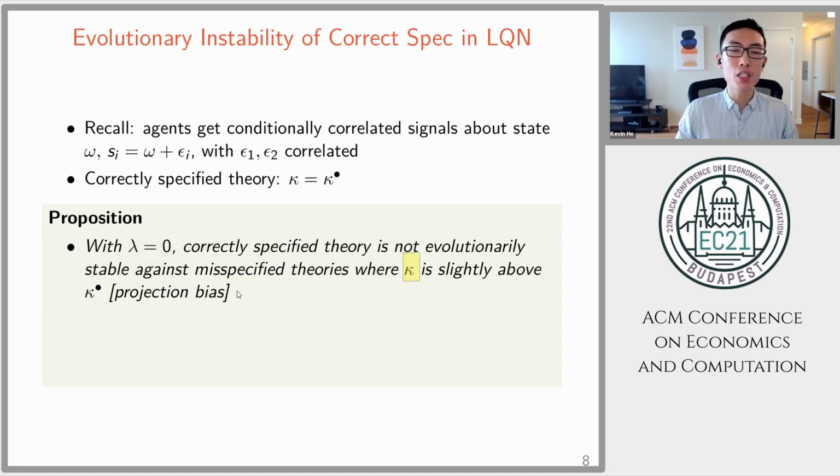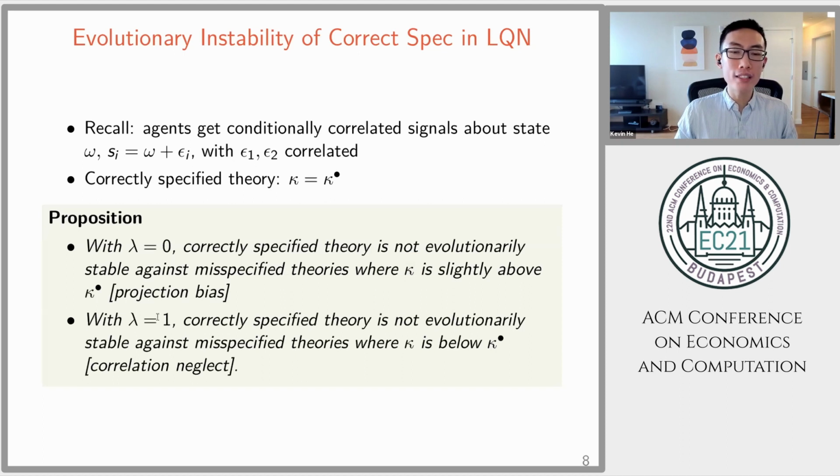This bias is sometimes called projection bias, where people overestimate the similarity between their information and other people's information. But if lambda is equal to 1, that is, these people are matched always within their own group, perfectly assortatively, then the correctly specified theory is not evolutionarily stable against a misspecified theory with the opposite mistake, where kappa is below the true correlation. We might call that correlation neglect.